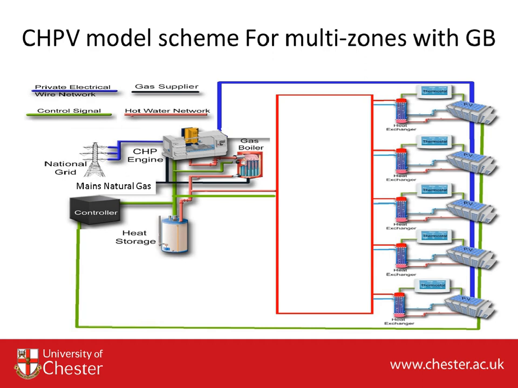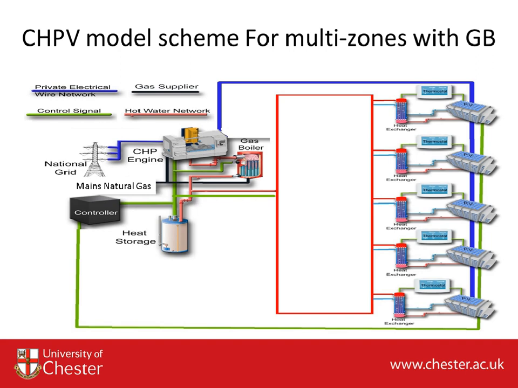So what is the CHPV scheme that I keep talking about? Well, the first scheme that we came up with back in 2012-13 was to look at a CHP engine that was also backed up by the national grid, and the CHP engine would provide heat to a heat network, which is the red box, which supplied heat to buildings through heat exchangers, which would then be thermostatically controlled for the building and its zones.